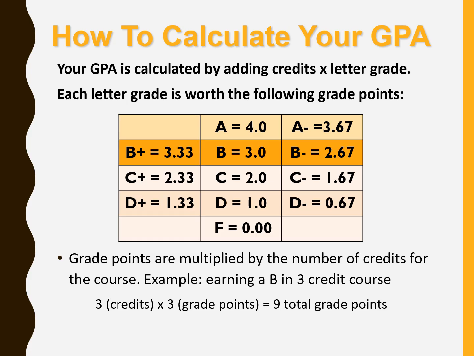So if you earned a B worth 3 grade points in a 3-credit class, you would take the grade point and multiply it by the credit amount to determine the total grade points for each individual class.